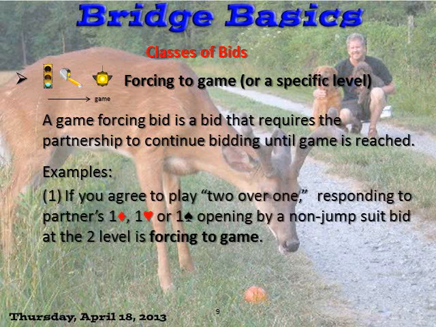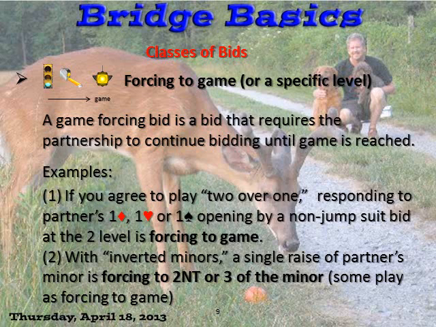There are a couple of examples I could give you. The first is if you play 2/1, if you respond to partner's one diamond, one heart, or one spade opening by a non-jump suit bid at the 2 level, you play 2/1. This creates a game forcing situation. Neither partner can pass until game is reached, and indeed they may look at the possibility of slam before they even get to game. Another example is if you play inverted minors. The single raise of partner's minor is forcing to 2 no trump or 3 of the minor. Some systems actually play that this is forcing to game, whereas the crisscross raise, a jump in the opposite minor, shows an invitational minor suit raise.